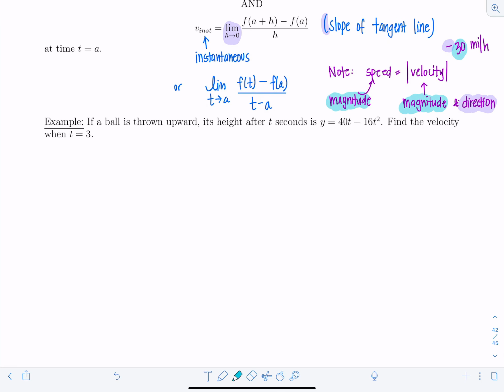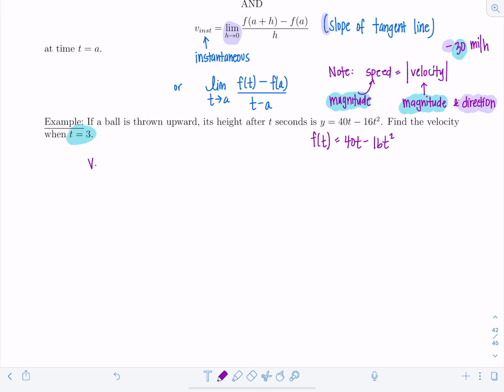If a ball is thrown upward, its height after t seconds is equal to 40t minus 16t squared. You could think of this as f of t. So f of t is 40t minus 16t squared. Find the velocity when t equals 3. So which velocity are they asking for? Average or instantaneous? It has to be instantaneous because I'm only finding it at one moment in time.